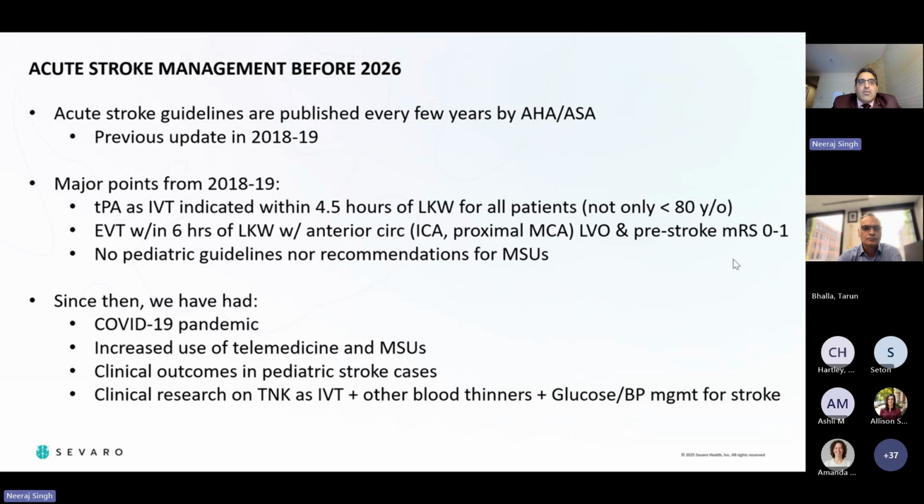And we've had some more research done and some more practice use of tenecteplase or TNK as an alternative IV thrombolytic agent to TPA or alteplase, as well as whether there's a role of other blood thinners and as well as how strict we need to be about glucose and blood pressure management in acute strokes. So with all this new information in the last few years, these have justified the publication of new guidelines this year.